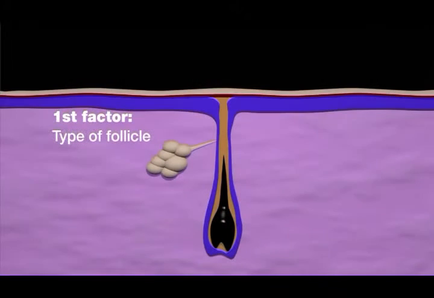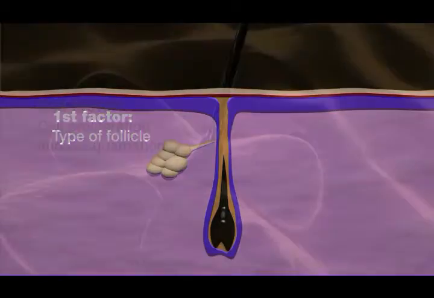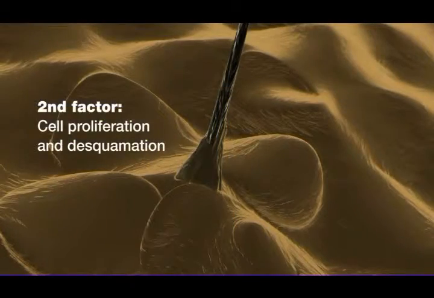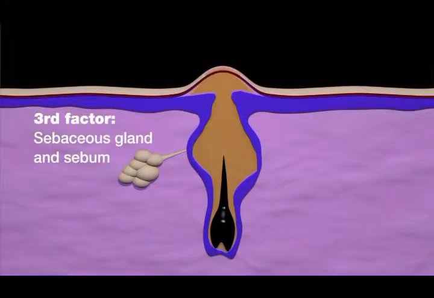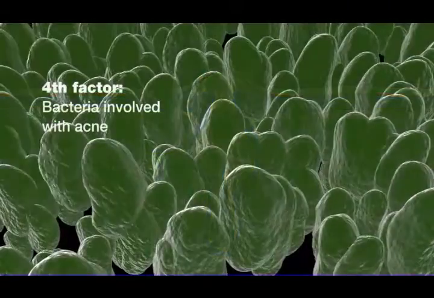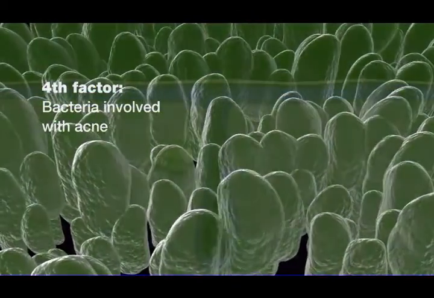Number 1, the type of follicle involved with acne. 2, cell proliferation and desquamation. 3, the sebaceous gland and sebum. And 4, the bacteria that's involved with acne.